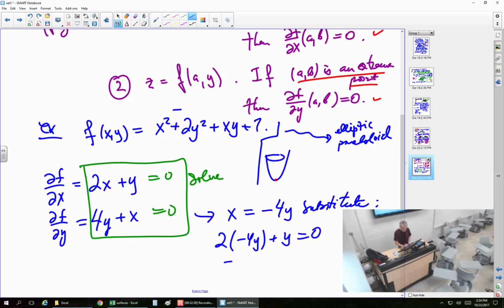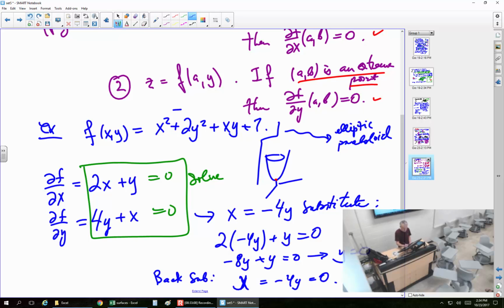Or negative 8y plus y, or negative 7y is equal to 0, so y is equal to 0. Okay. Y is equal to 0, and then, back substitute, x is equal to 0 as well. Okay, so maybe it was not entirely obvious from the beginning, but the symmetry is revealed: if we're looking from above, we see those ellipses. That ellipse is centered at 0, as a matter of fact.